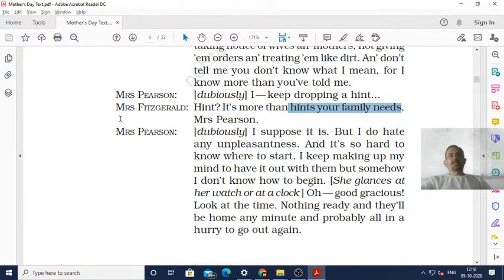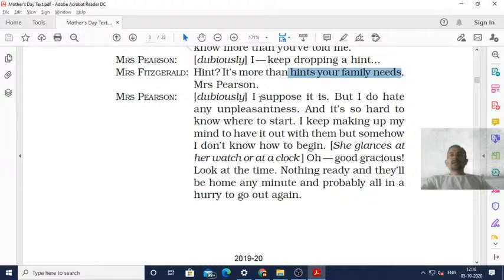Mrs. Pearson, dubiously: I suppose it is, but I do hate any unpleasantness, and it is so hard to know where to start. I keep making up my mind to have it out with them, but somehow I don't know how to begin. She glances at her watch or at a clock. Oh, good gracious, look at the time, nothing ready, and they will be home any minute, and probably all in a hurry to go out again.